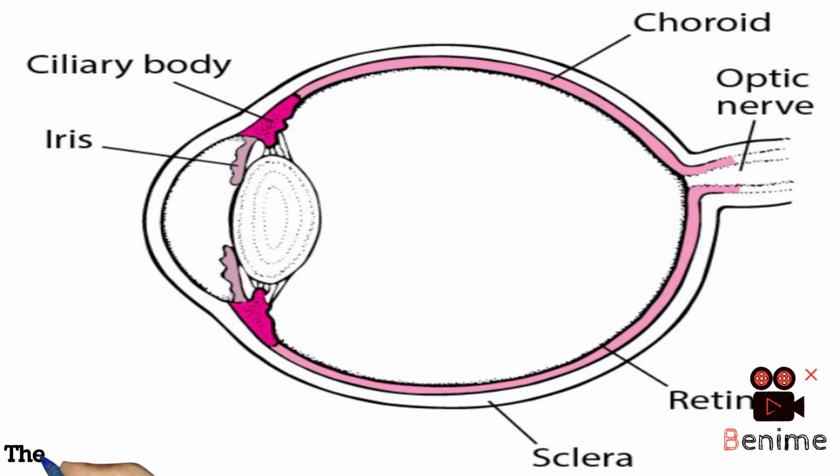What is the function of the iris? The major function of the iris is to help in accommodation. It determines the amount of light that will enter the eye to reach the retina.